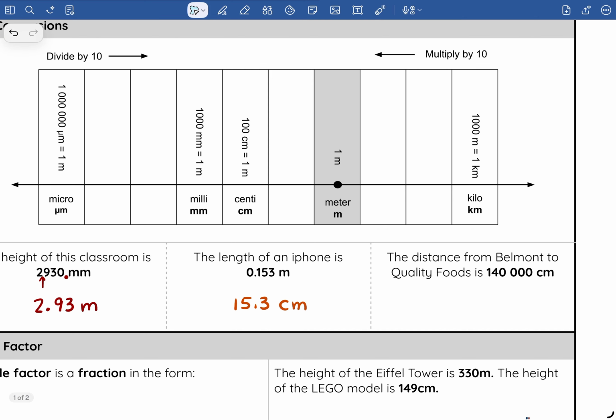And the last one here, the distance from Belmont to Quality Foods is 140,000 centimeters. What would be a better way of measuring that? Kilometers, for sure. And so from centimeters to kilometers, this time it's 1, 2, 3, 4, 5 steps. So we're taking our decimal from being at the end and we're dividing for every one of those steps. We're actually making the number smaller. So the decimal will move 5 spaces this way and we end up getting 1.4 kilometers.